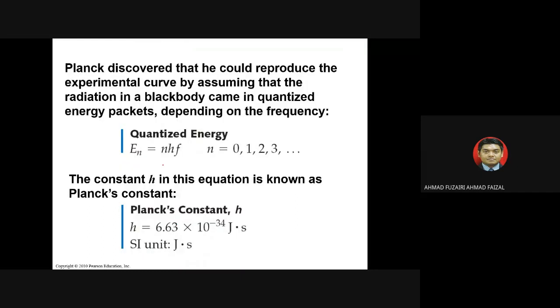Planck discovered that he could reproduce the experimental curve by assuming the radiation in the black body came in quantized energy packets.